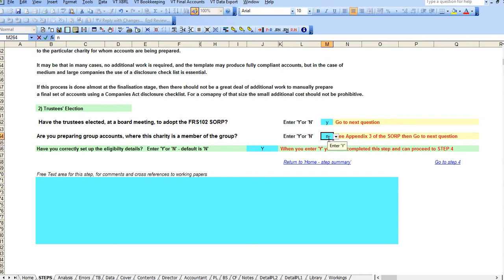If it is not a member of a group, enter no to that question. When you have finished this step, enter yes into the drop-down box, or signify yes by entering a Y into the drop-down box, and then the step is completed. You can, if you wish, enter free text into the blue area below the step. That is the end of this step.